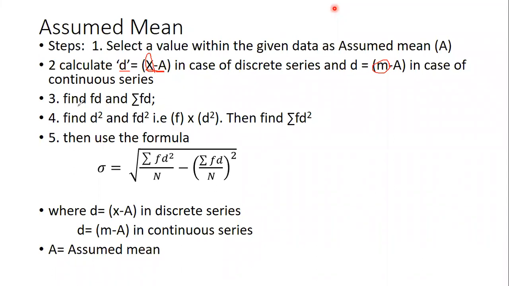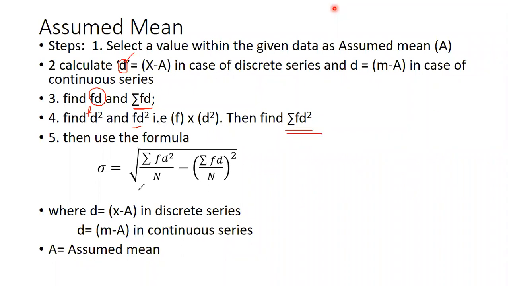Okay, next, find fd and sigma fd. That is, we are supposed to multiply frequency into these deviations. Then we will be able to find fd. And once you add all the values under fd, you will be able to find sigma fd. Then the next step, find d square. You have to square all the values of d, that is called d square, and then we will have to again multiply frequency into d square. So when you multiply frequency into d square, you get fd square. So fd square is f into d square. Then when you add up all of these, you get sigma fd square.